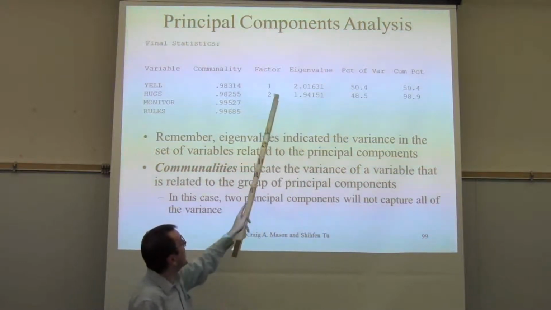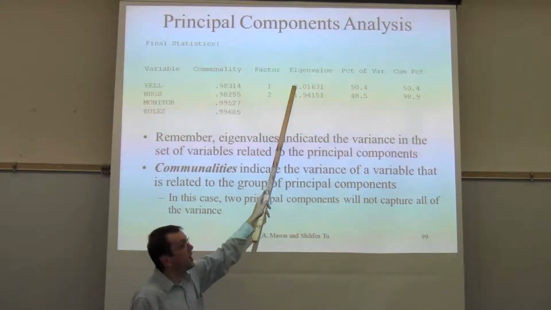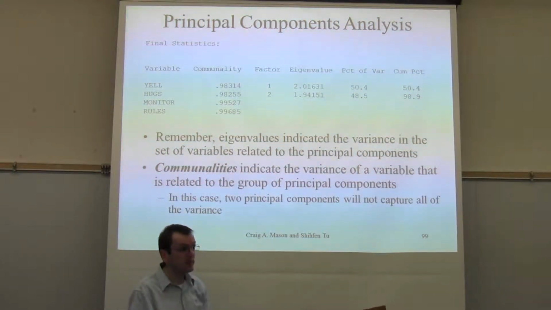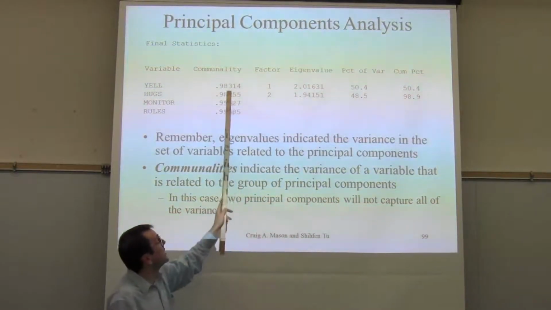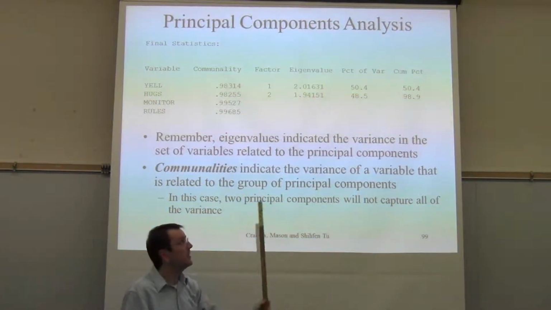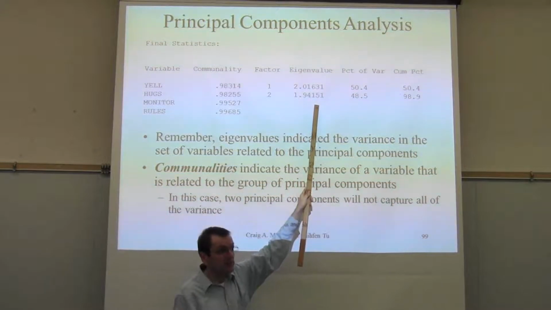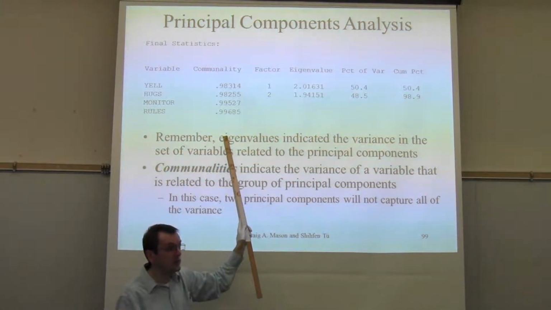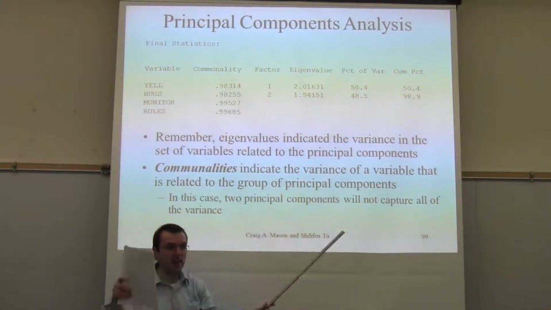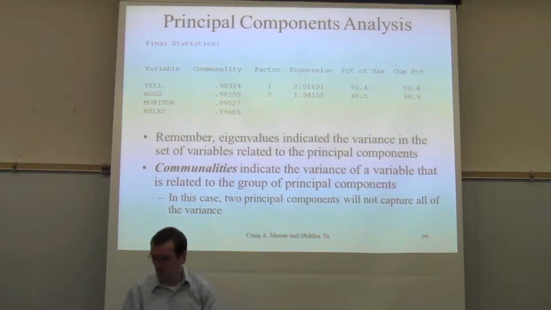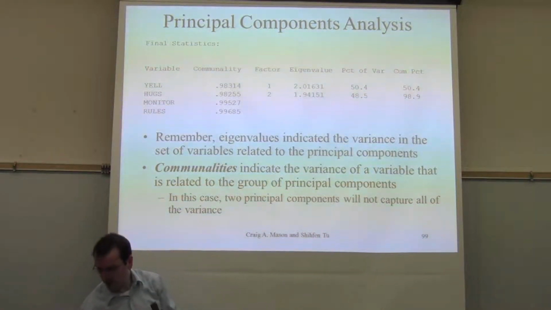The eigenvalues tell you how much information is in each factor. The communalities tell you how much information of a variable is in those factors. So this is how much information from the variables is in the factor. This is how much information of each variable goes into the factor. Did I say that right? It's kind of the flip-flop, the complement of the other.